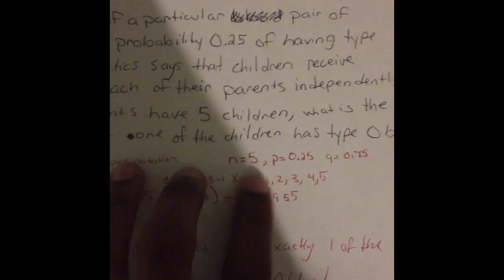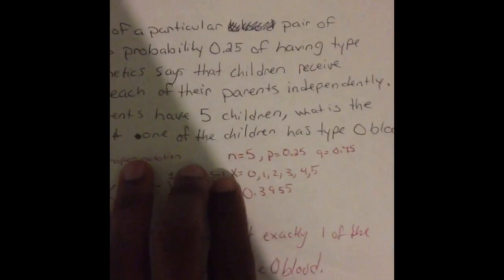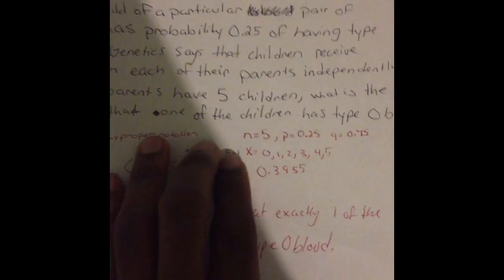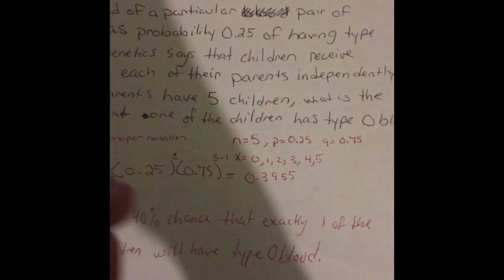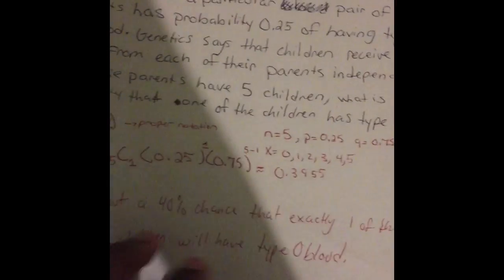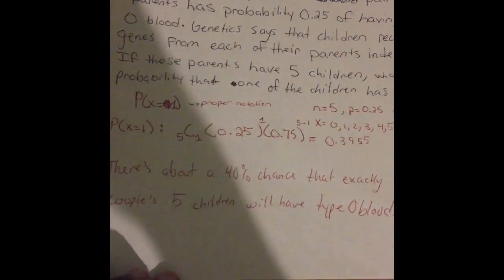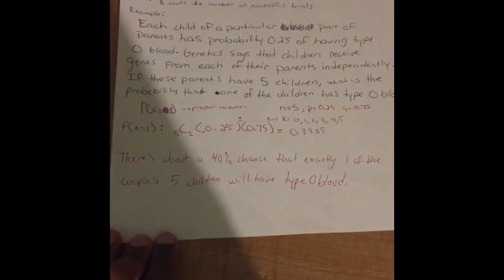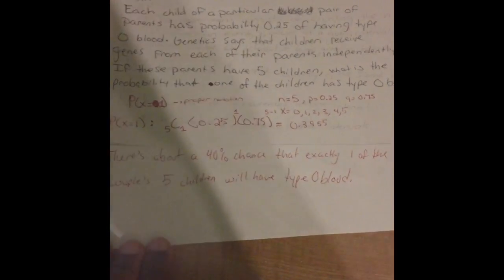And then we get 0.3955. And I like to do this before every question of the binomial distribution because it sets it up, it makes it uniform. Here's your n, p, q, and the possible number of successful trials. So after calculating the answer of 0.3955, there's about a 40% chance that exactly one of the couple's 5 children will have type O. Finally, we have the Poisson distribution, which follows p of x equals mu to the x times e to the negative mu, all divided by x factorial.